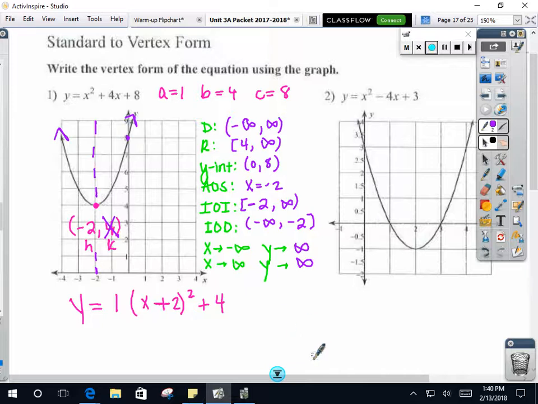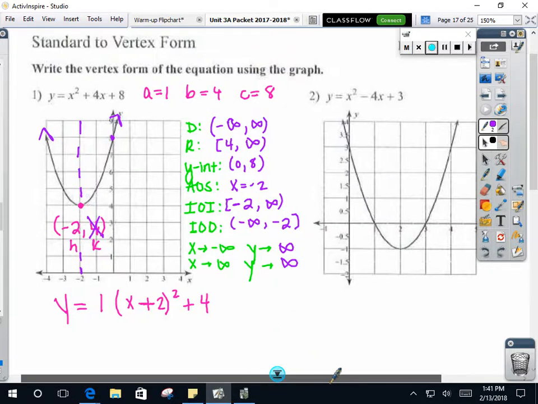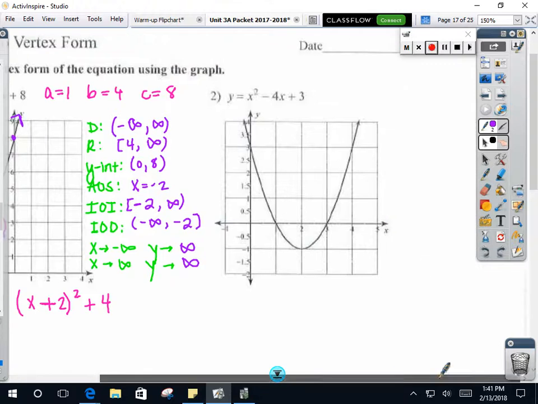Okay, let's do number 2. Yes, but it won't be one problem where you have to do all that. It might give you a graph and say, what's the domain? And then the next problem might give you another one and say, what's the range? It'll be split up.